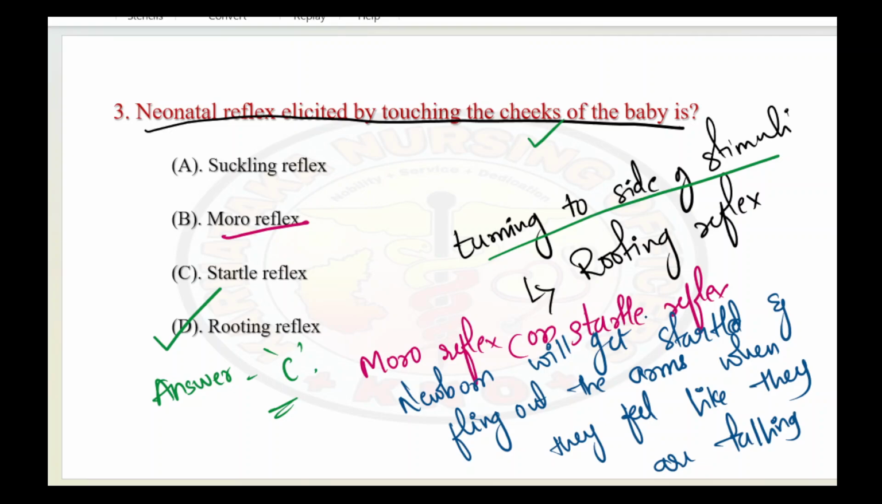So when we act like we are dropping the child from a certain height, or even on the cradle if you just give a jerk, the child will instantly fling out the arms and get startled. So that is the Moro reflex or startle reflex. In this question they have asked, by touching the cheeks of the baby, the baby will turn to the side of the stimuli. So what is this reflex called? The answer will be option D. Sorry, I have written C here. Option D is the answer, which is rooting reflex.